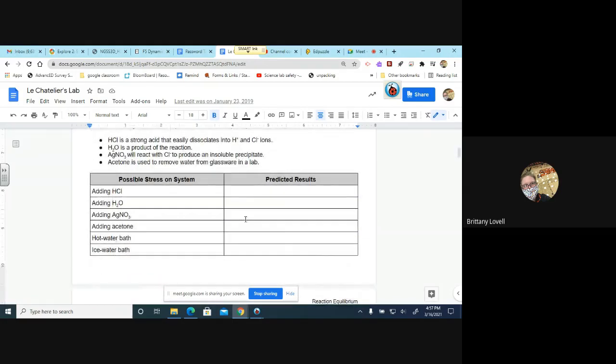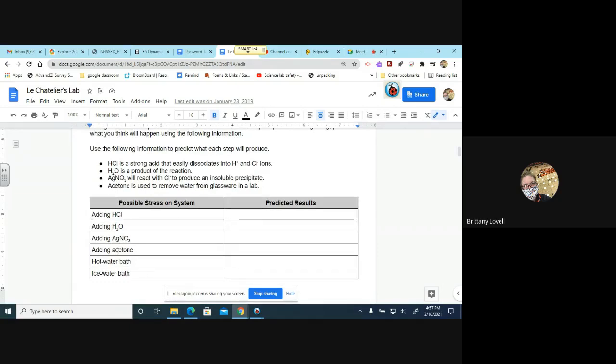So I had the kids look at this, and basically we came down to this part, and I said, okay, what you guys are going to have to do is predict: do you think the system is going to turn pink or blue depending on what you add? And how do you know if it's going to shift right or to the left?